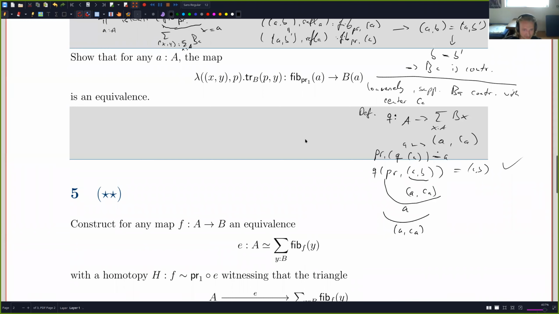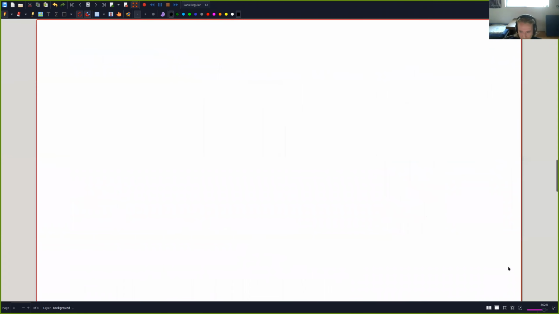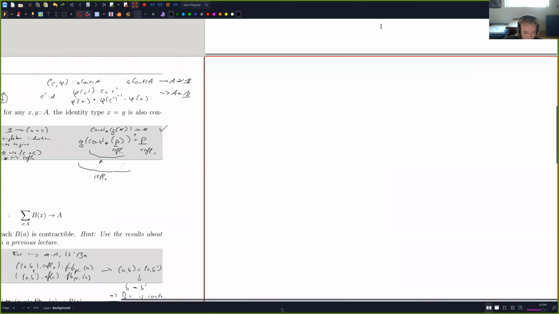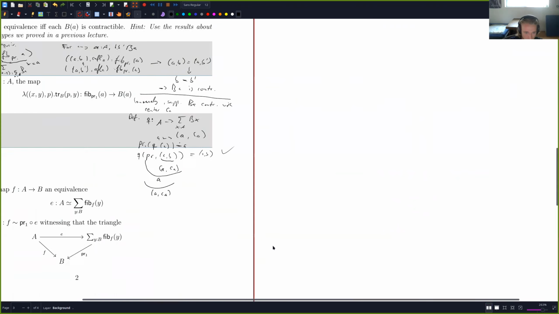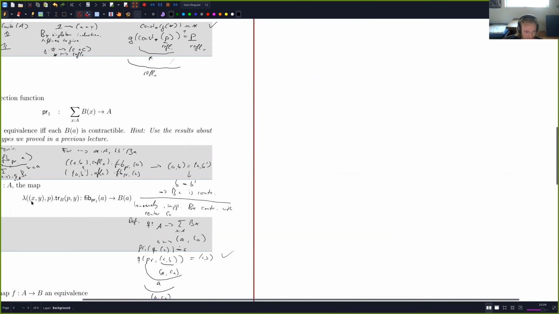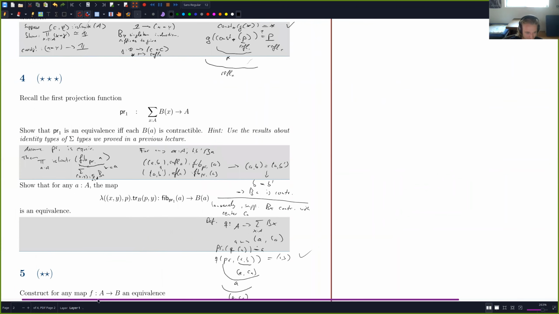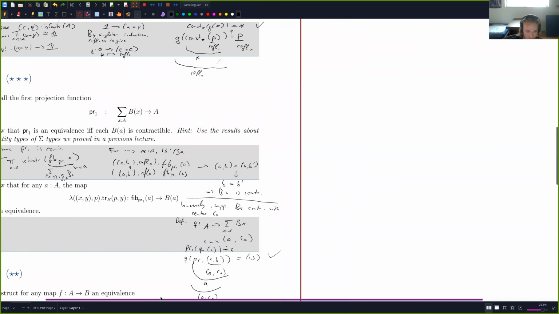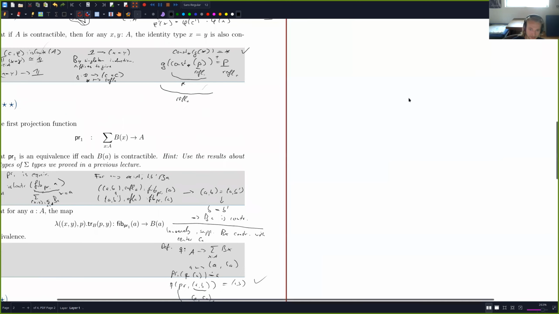Okay, and now I really need some space. Let's see if we can get some. So we're given this map by transport from some fiber of the projection map to B of A, and we're supposed to show that it's an equivalence, and we will prove that its fibers are contractible. So yeah, let's first draw a picture. You've seen this picture before, but I think it doesn't hurt to see it again.